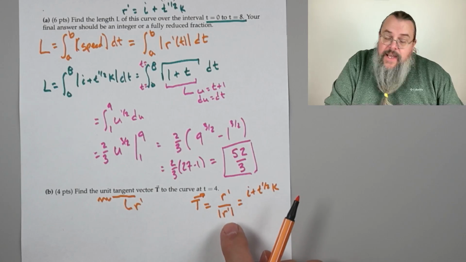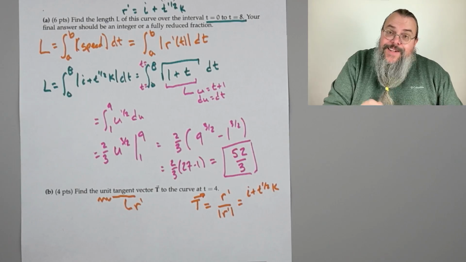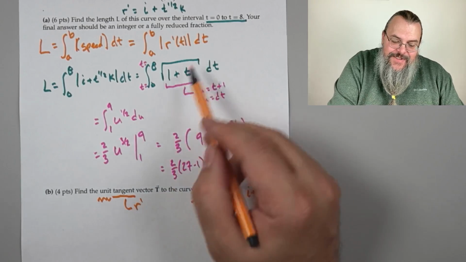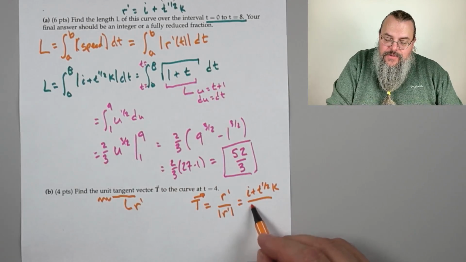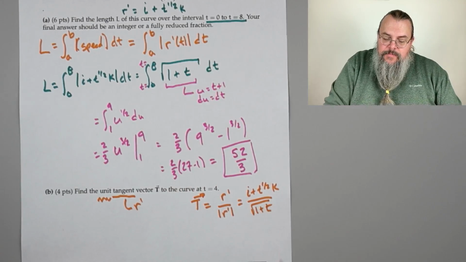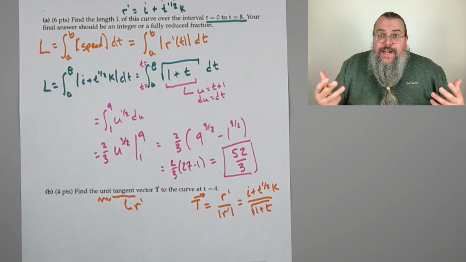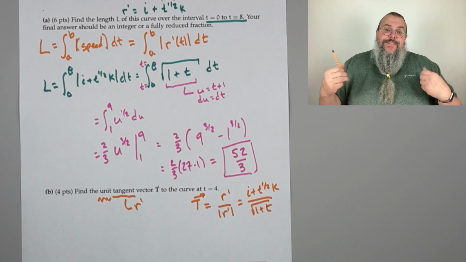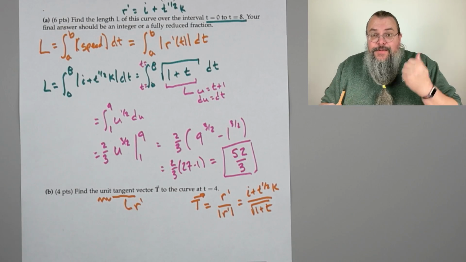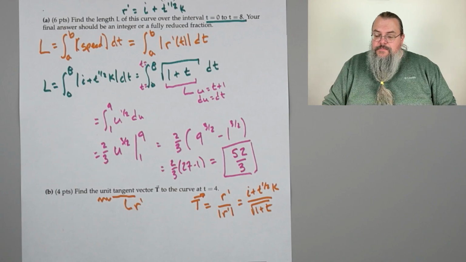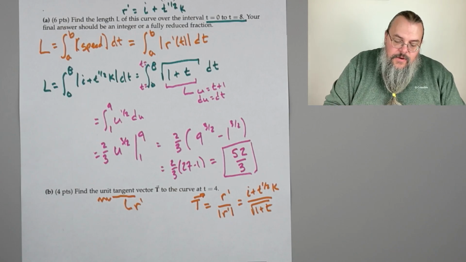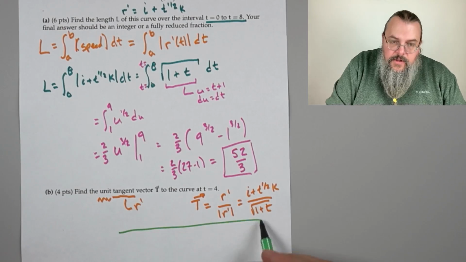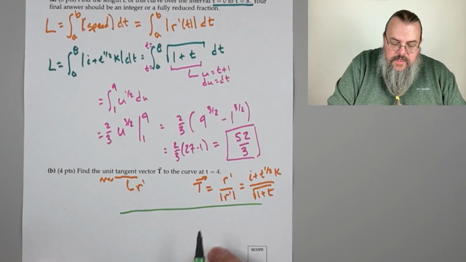Now, what's the magnitude of r prime? Well, we did that too. It's this piece right here. So that's the square root of 1 plus t. And that's true for any value of t. Well, we need it at t equals 4. So we can plug in t equals 4. And doing that, what do we get? Well, we get the following. And we'll move it up a little bit here.